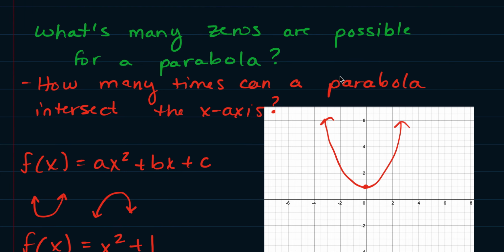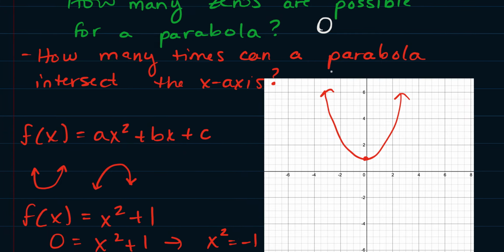So instead of what, I meant how. Sorry about that. How many zeros are possible for a parabola? One option is 0. So how many times can a parabola intersect the x-axis? One option is it can intersect it no times.